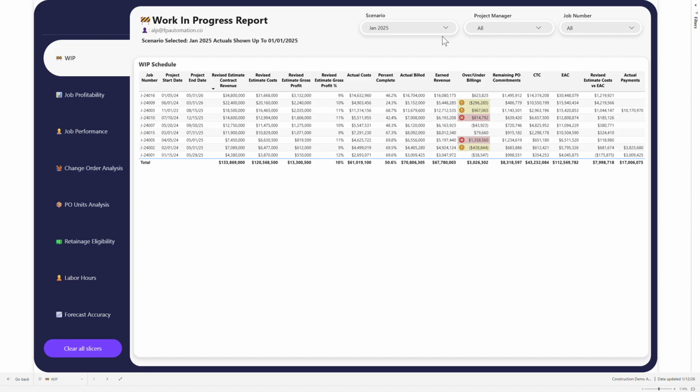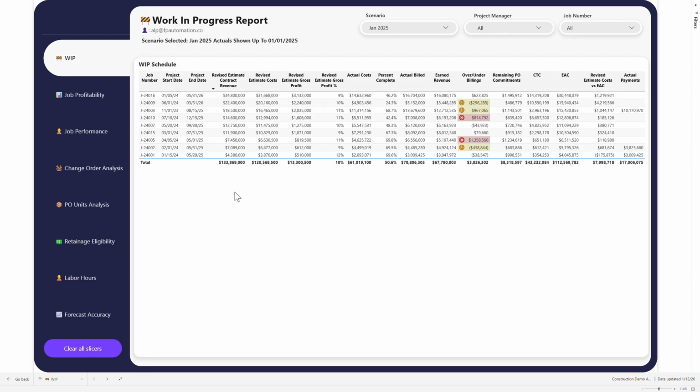On this WIP schedule, we have the ability to view jobs by project manager, search particular active or historical job numbers, and review scenarios, which we'll talk about in a second. Here we can see our jobs and our projected start and end dates. You'll see we don't have a time component in place here, but instead have a scenario component. That'll come in handy in a little bit.